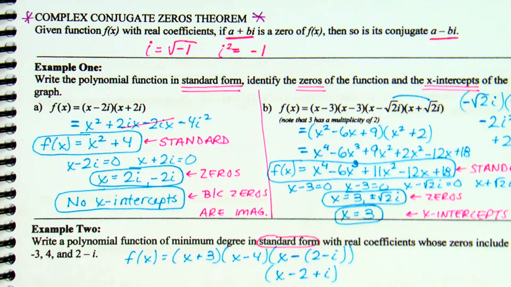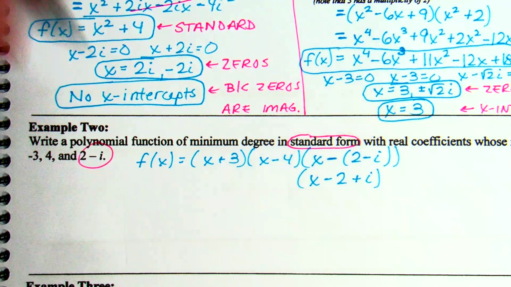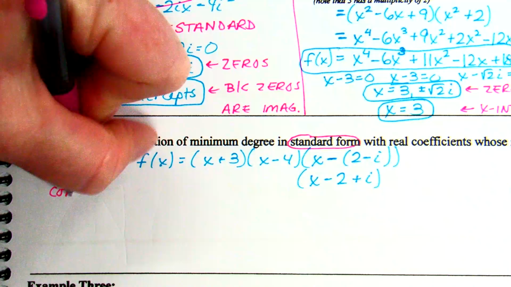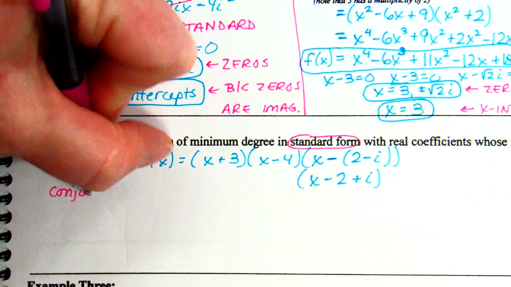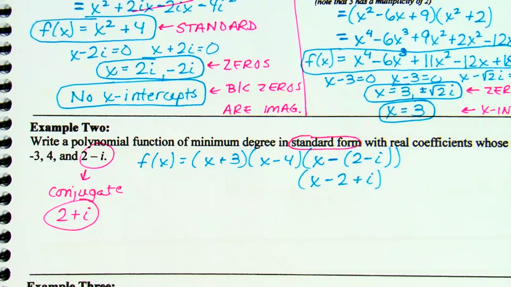So, the one that this references here is 2 minus i. What is the conjugate of 2 minus i? 2 plus i. So we have to do the 2 plus i. The other reason they said a function of minimum degree. If they tell you minimum degree, they don't have to tell you this is actually going to be a 4th degree. Even though we only gave you 3 zeros, this is going to be a 4th degree problem.